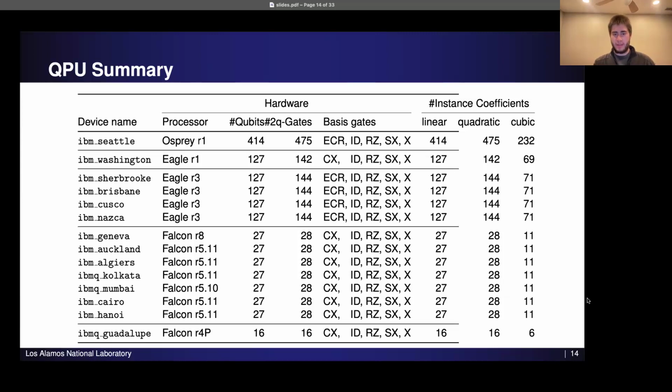Then we have what the basis gates are. ECR and CX are the 2 qubit gates. Next, we have a summary of the linear and quadratic term count, which are the same as the number of qubits and the number of 2 qubit gates, and then also the number of cubic terms that can be placed for this problem type on that Heavy-Hex graph.